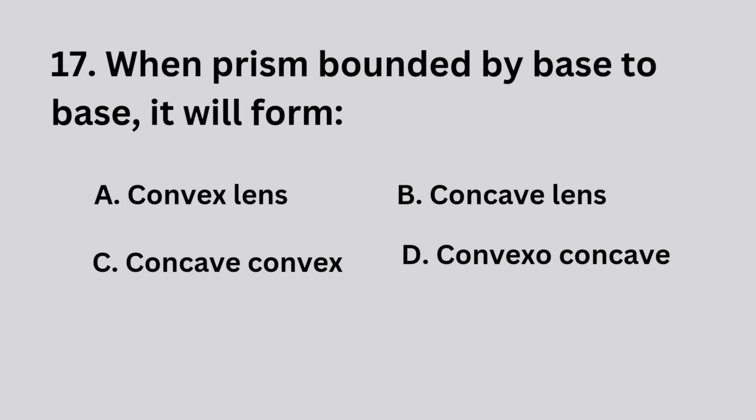Next question. When prism bounded by base to base, it will form option A, convex lens, option B, concave lens, option C, concave convex, and option D, convexo concave. Correct answer is option A, convex lens.